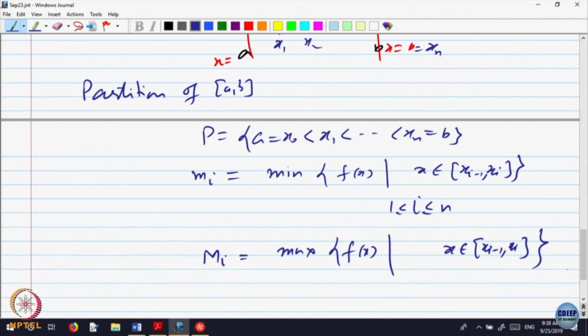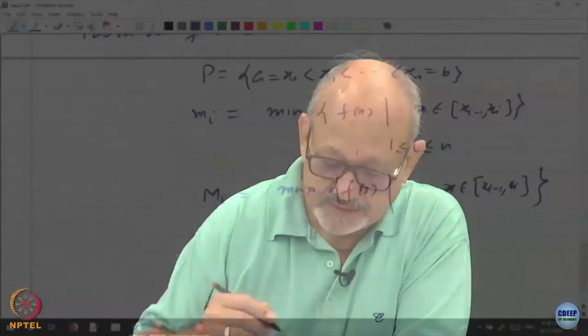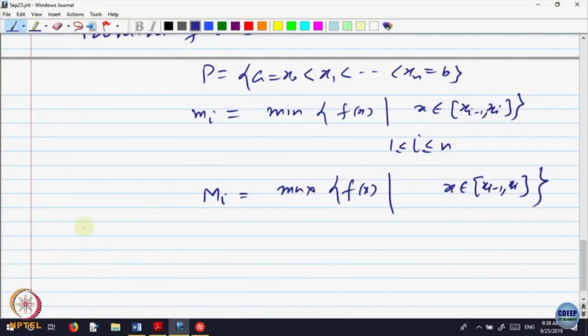Now for the minimum value and the maximum value of the function in that interval to exist, we have to put some condition on the function. In general, it may not exist. So one has to put a condition for these quantities to be meaningful. So we put a condition that f is bounded on a b. So that f of x, x belonging to this interval, will be a bounded set, so its minimum and maximum will exist. So no problem about that.